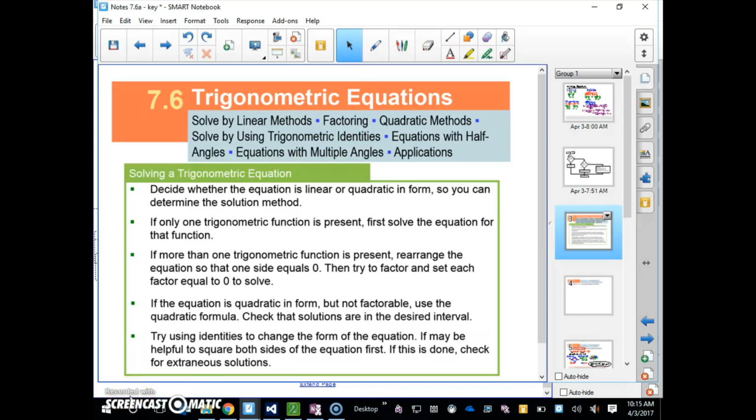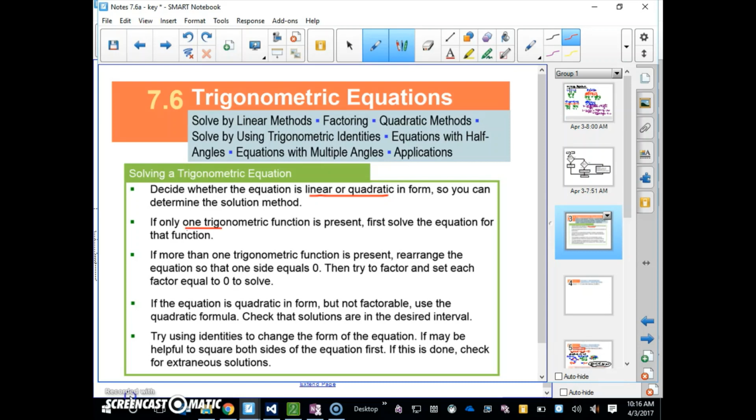7.6, we're solving trig equations, and there are a lot of different things to think about before we start. We kind of want to plan ahead. You want to notice if it's linear or quadratic. Quadratic means you're going to see an x squared, or like a sine squared theta or something like that, because you're going to have to proceed in different ways depending on what the problem looks like.